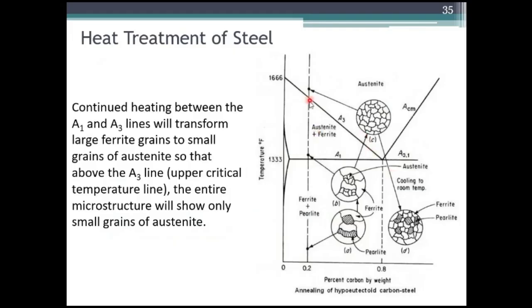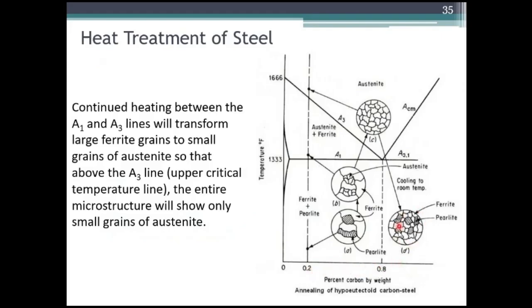So above the upper critical temperature, above this A3 line, if you heat it, ultimately this austenite will be completely formed, throughout the structure. That is how this heat treatment works at different temperatures. For example, after this 0.8%, this structural change, from pearlite to austenite, happens between 0.2 and 0.8.